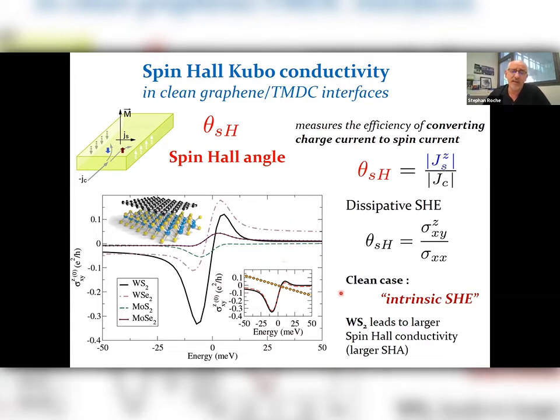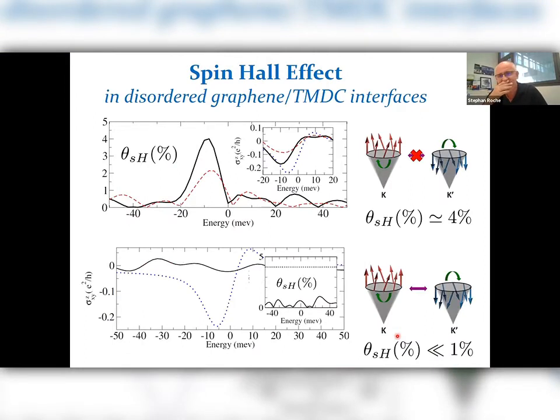This is what we did, and we found, for instance, in the case of intrinsic spin-Hall effect, when you are just related to the band structure, the modification of the spin texture, that we could predict that, for instance, tungsten disulfide should lead to a larger spin-Hall angle. And in presence of disorder, we also found that spin-Hall angle could reach several %, provided that the interface quality is good enough.